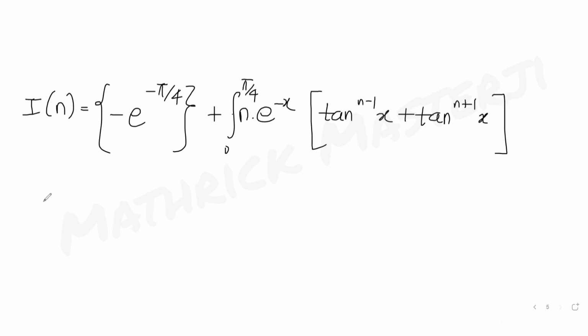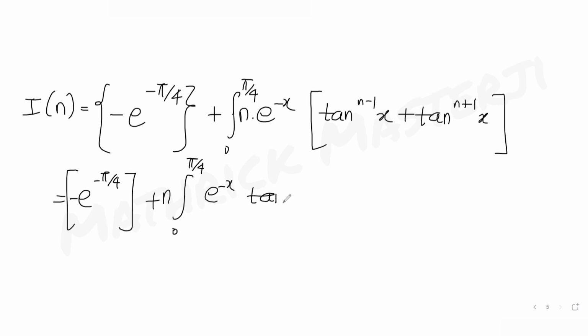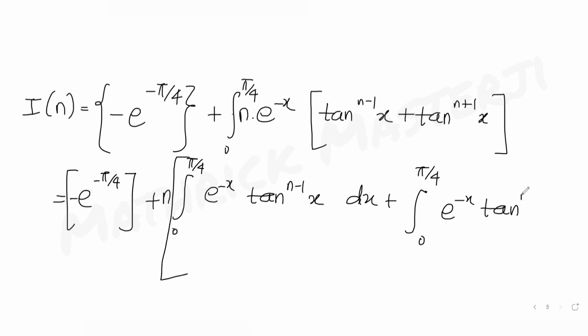So you have this entire thing, and if I further solve it, I get minus of e raised to minus pi by 4 plus n times the integral 0 to pi by 4 e raised to minus x tan raised to n minus 1 x dx plus the integral 0 to pi by 4 e raised to minus x tan raised to n plus 1 x. So I got this understanding here. Now let's solve for that.